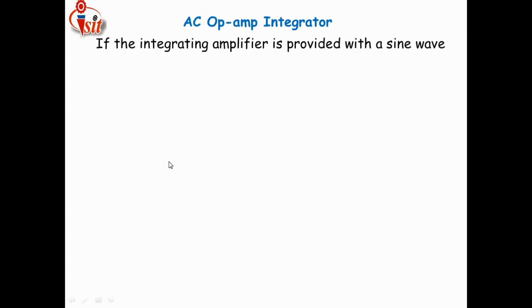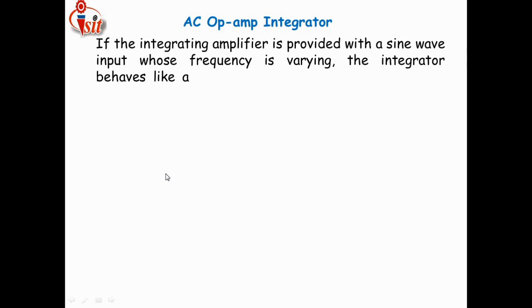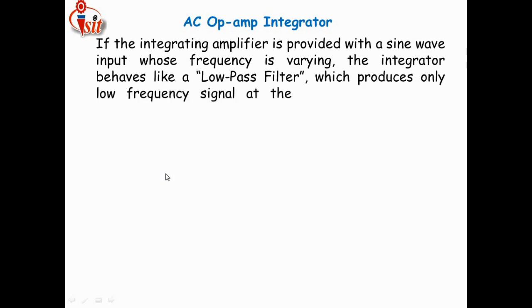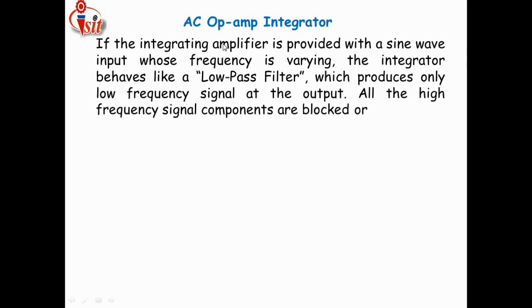Along with that, the AC op-amp integrator will also play a very important role. Just see, if the integrating amplifier is provided with a sine wave input whose frequency is varying, the integrator behaves like a low pass filter. That means the integrator will pass the low frequency signal and will block the higher frequency signal, which produces only a low frequency signal at the output. All the high frequency signal components are blocked or attenuated.